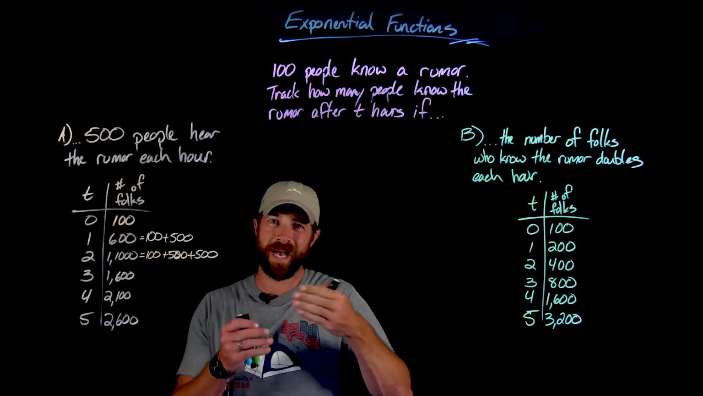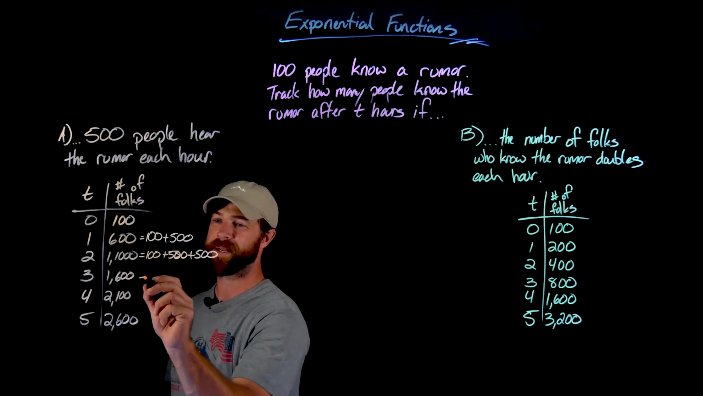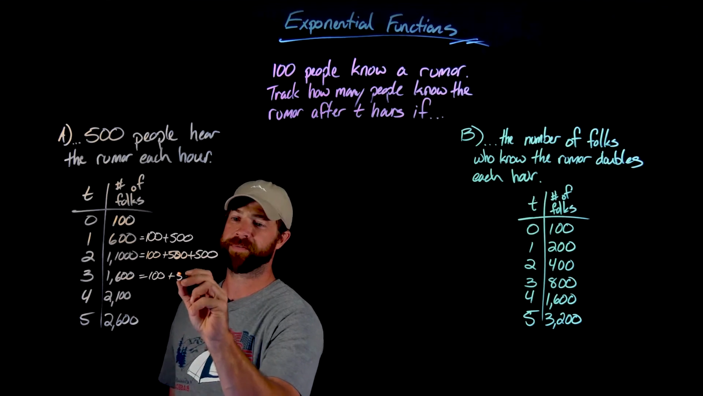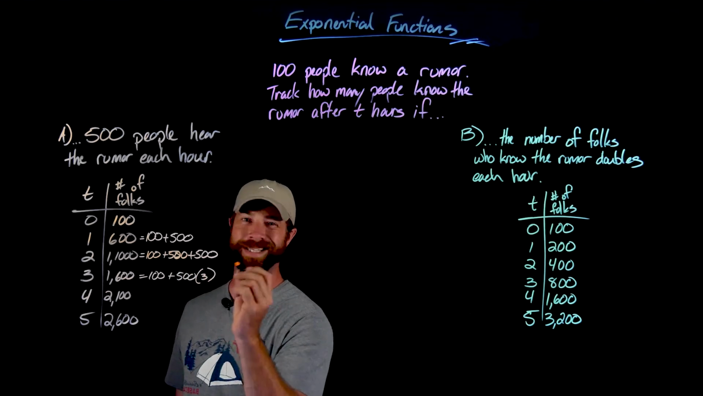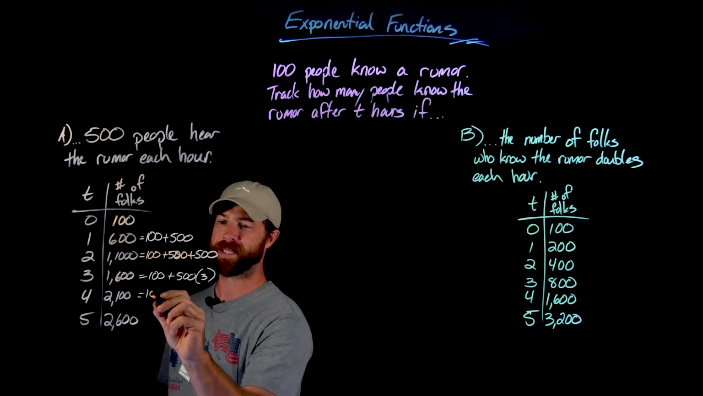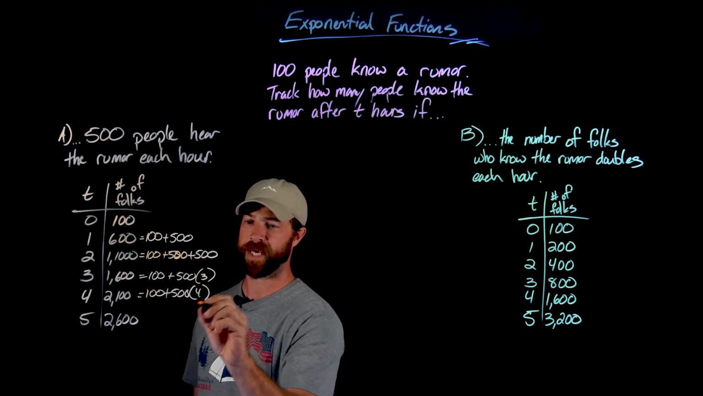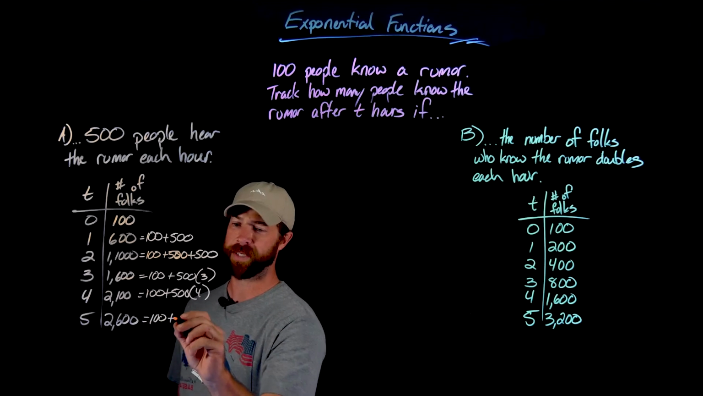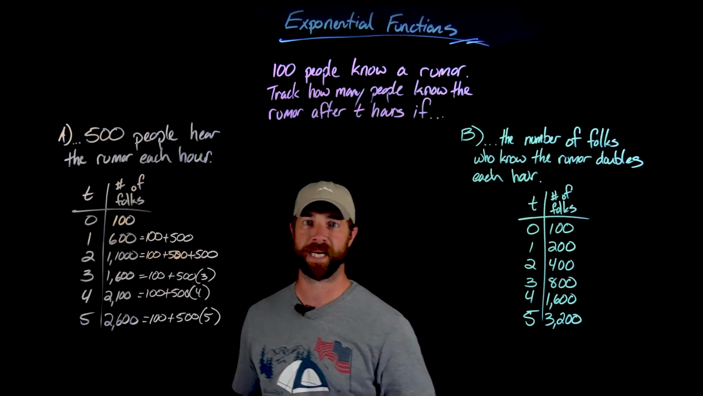Beautifully though, if we have this repeated addition of 500, we can use multiplication to describe that. So in this case right here, I'd write that as 100 plus 500 3 times, or 500 times 3 takes care of that. And we have that same pattern all the way down. In this case, it's 500 times 4. And finally, in hour 5, it's the original 100, and then we've added 500 5 different times.